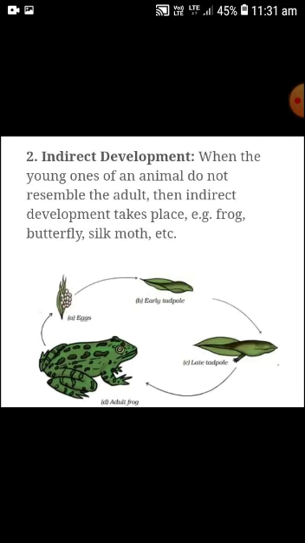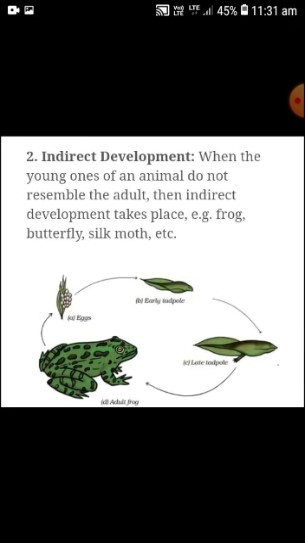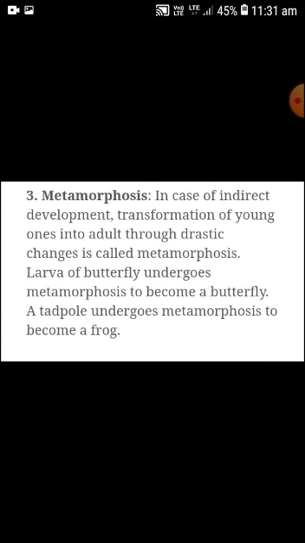Indirect development: when the young ones of an animal do not resemble the adult, indirect development takes place, as in frog, butterfly, silk moth. In their life cycle the egg is produced, but during development from egg to adult, drastic changes can be seen and the young ones do not resemble the adult. Such indirect development takes place in most organisms like frog, butterfly, silk moth, and this is known as metamorphosis.